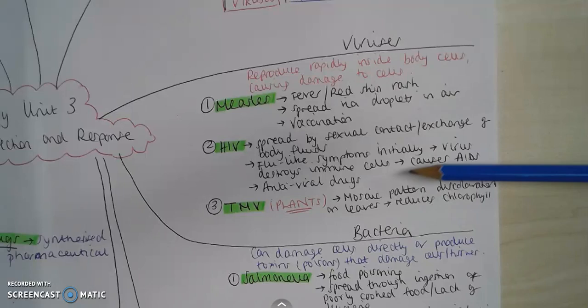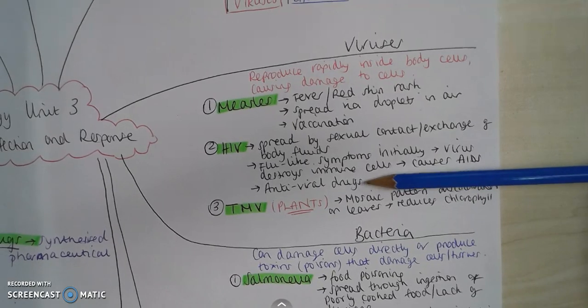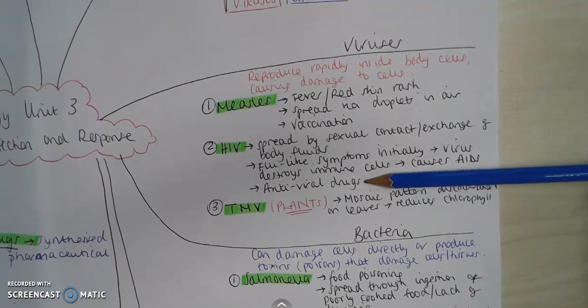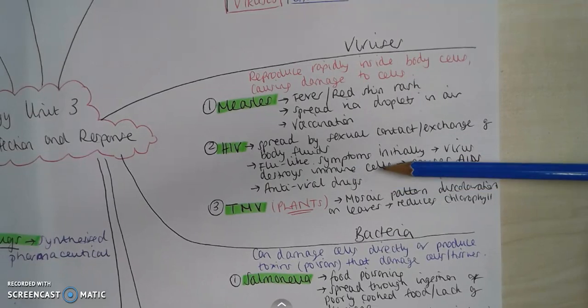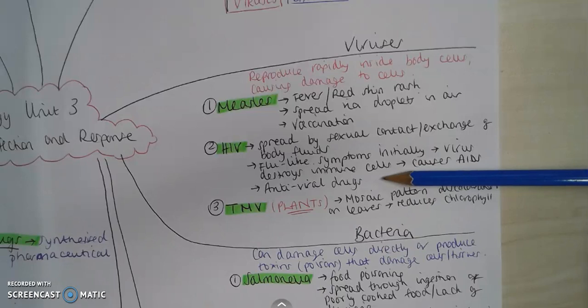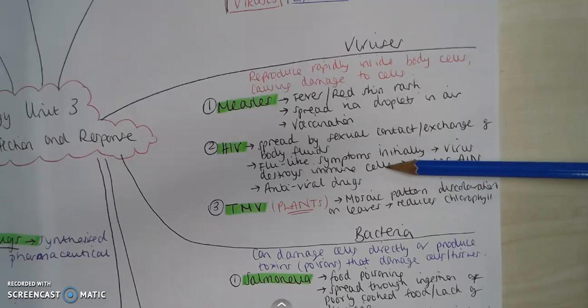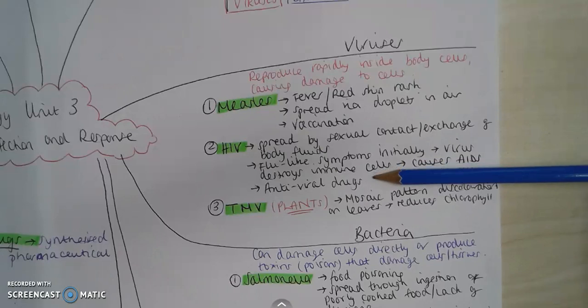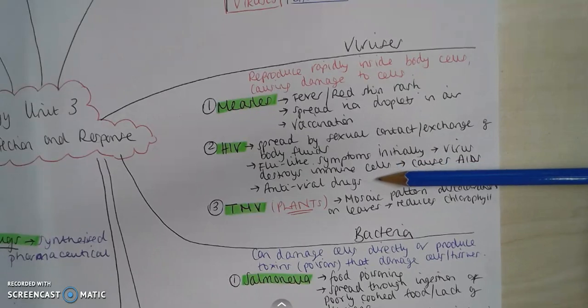The main treatment for HIV, because currently it's not curable, is antiviral drugs, and what these do is stop the virus replicating and limit the damage that it's able to do to the immune cells. That's why nowadays people can live with HIV for years and not progress into AIDS, because those drugs stop the virus replication and the destruction of those white blood cells.